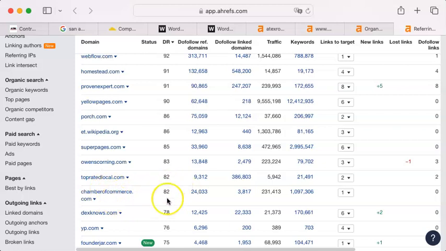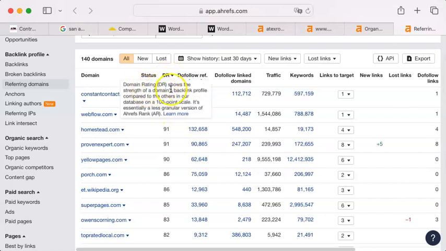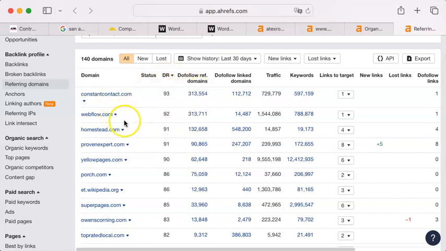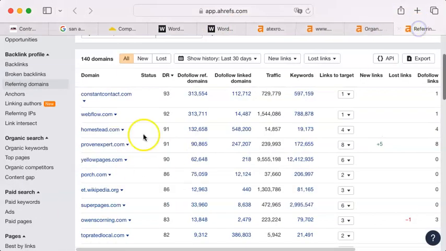Chamber of Commerce, 82. Now, these scores here that I'm looking at are what they call the domain rating, and that is the strength of a domain's backlink profile, meaning a lot of other sites refer to homestead.com, and that gives them a rating of 91 on the scale of 0 to 100. Your backlink profile, your DR, is 18, which is really great. These other ones here are in the 90s because thousands and thousands of other pages refer to them.